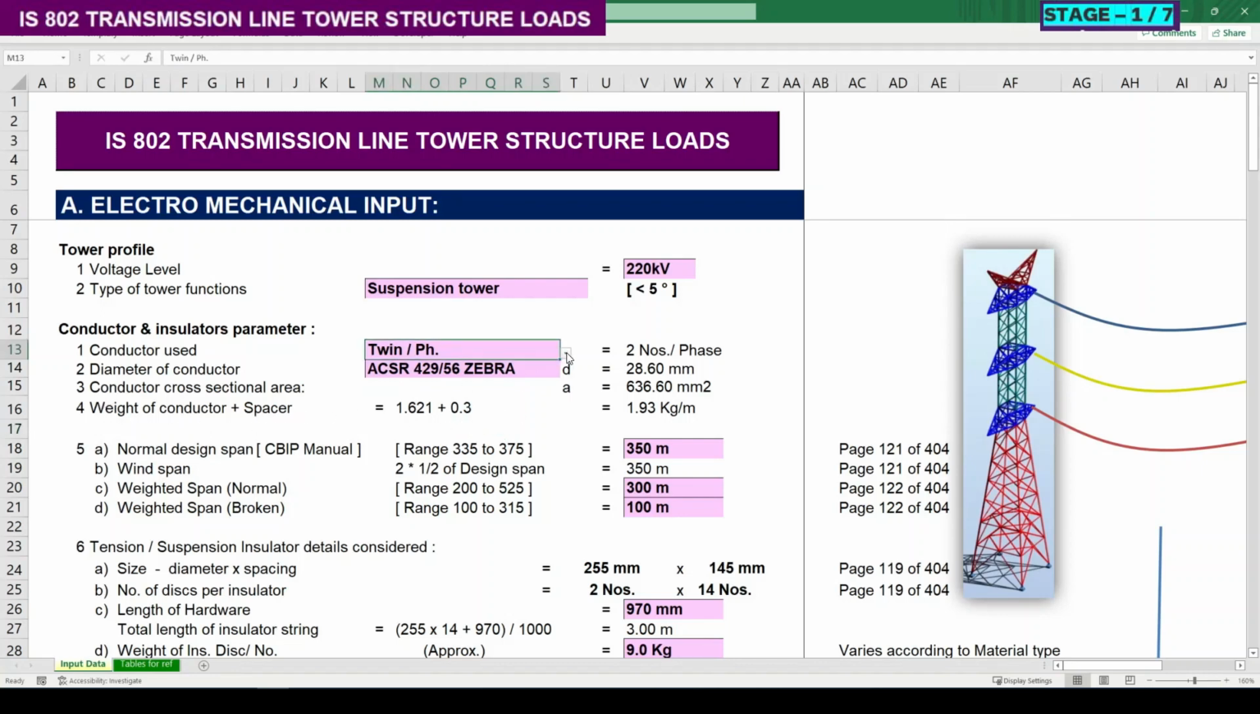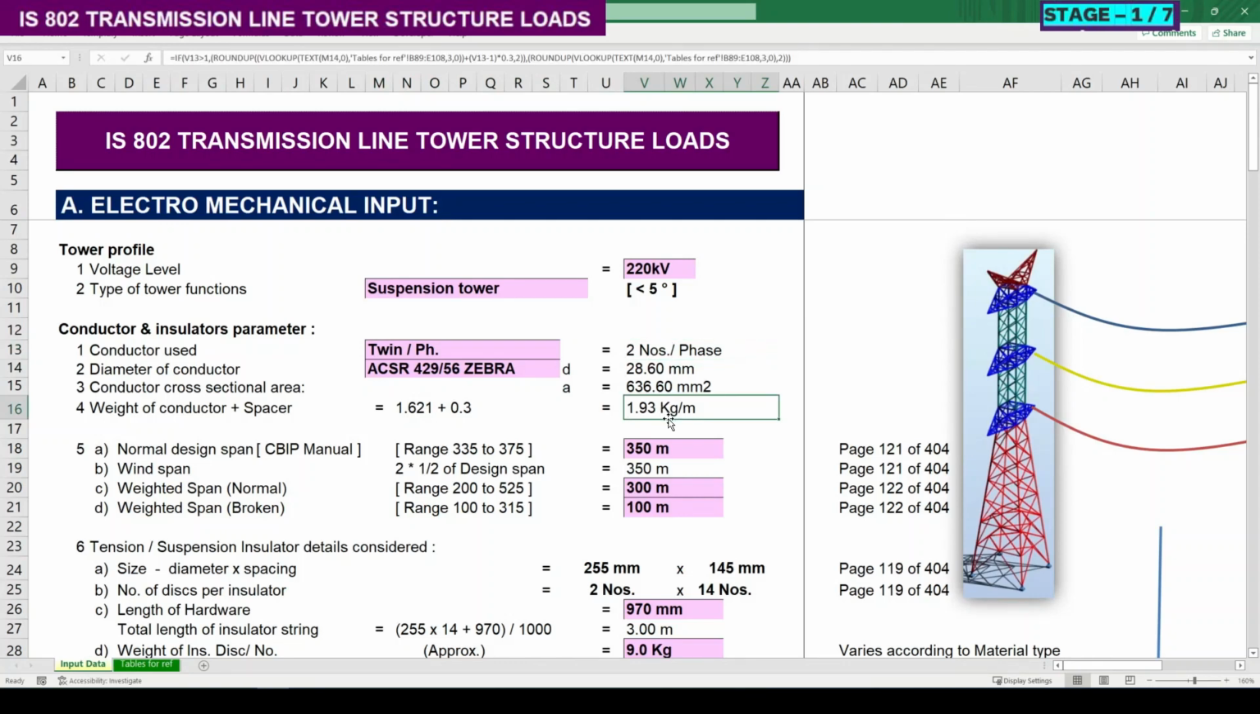If it is a twin, we need to provide a spacer, and also for quad. But in case of single, no spacer bar is required, only the weight of the conductor is to be considered, that is 1.63 kg per meter as per this ACSR Zebra. In case of twin, the weight of conductor plus spacer bar is considered per conductor. It is not considered for two numbers.